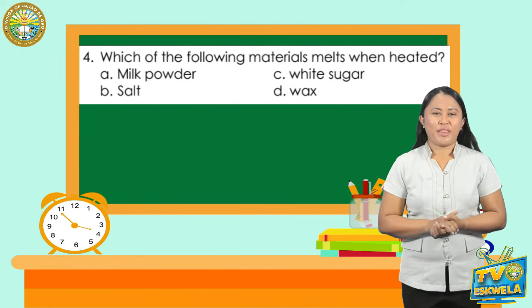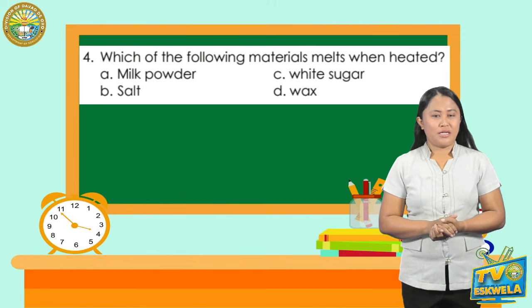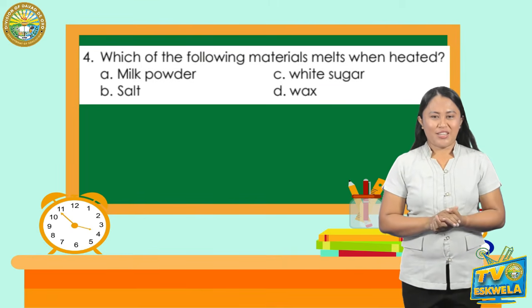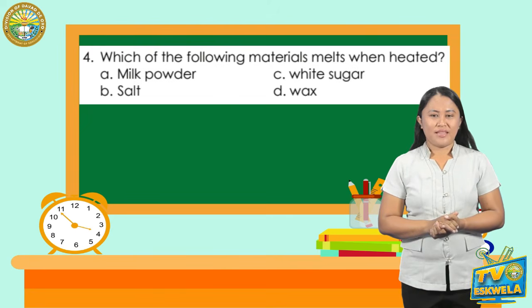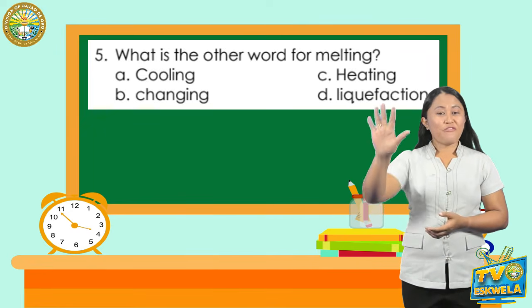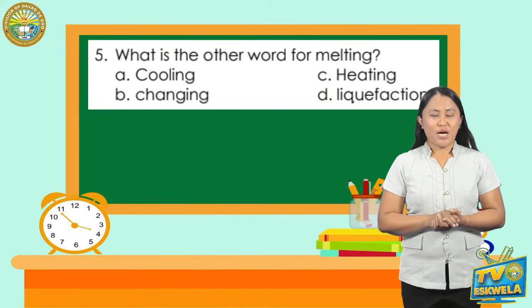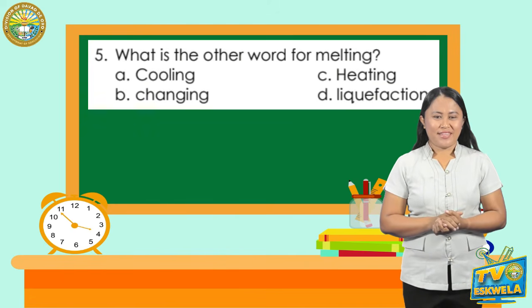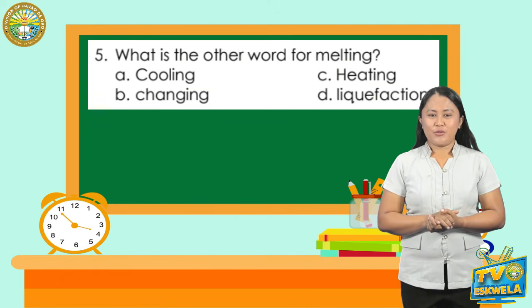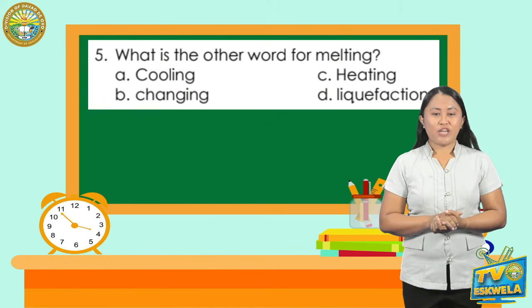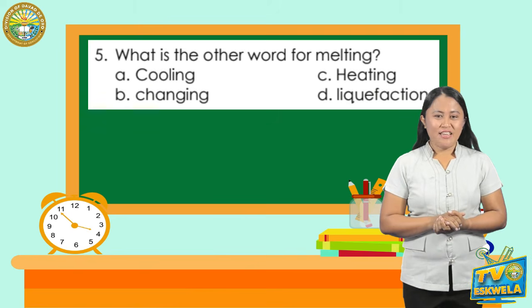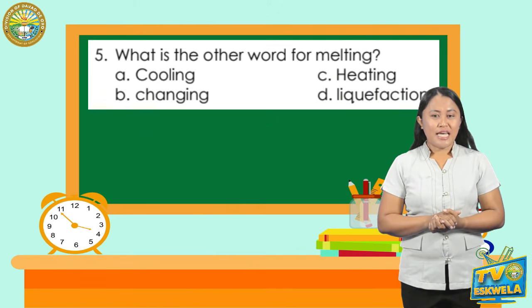Number 4. Which of the following materials melts when heated? Letter A. Milk powder, letter B. Salt, letter C. White sugar, letter D. Wax. Number 5. What is the other word for melting? Letter A. Cooling, letter B. Changing, letter C. Heating, and letter D. Liquefaction.